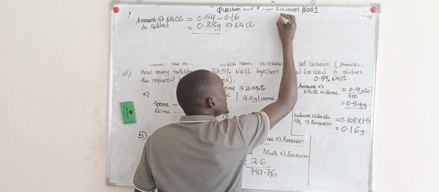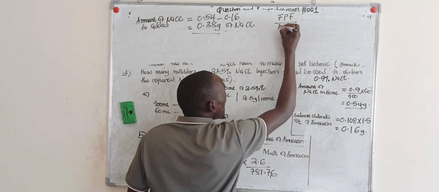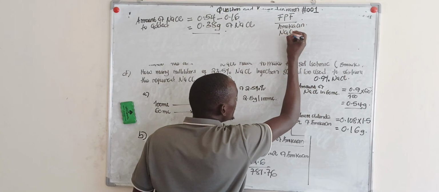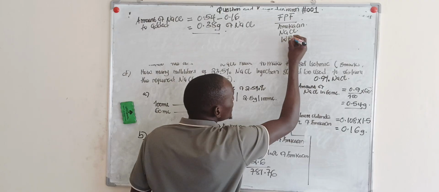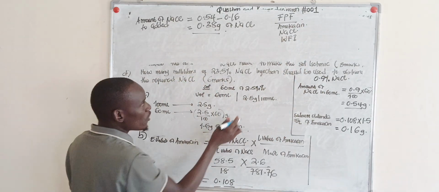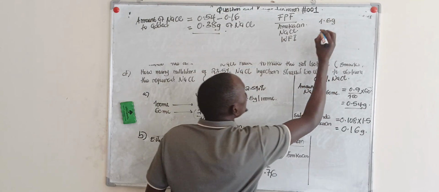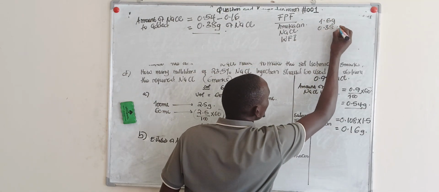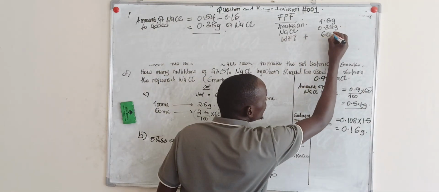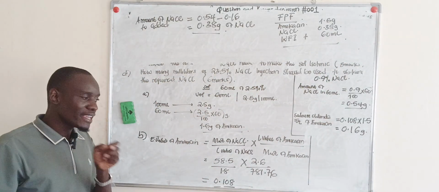So that means if we are producing our final product formula, it is going to be amikacin sulfate, sodium chloride, then water for injection. Amikacin sulfate, we have obtained it as 1.5 grams. We also now know the mass of sodium chloride as 0.38. But water for injection will add up to 60 mils, and that will be our working formula.